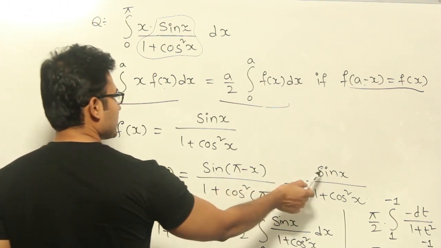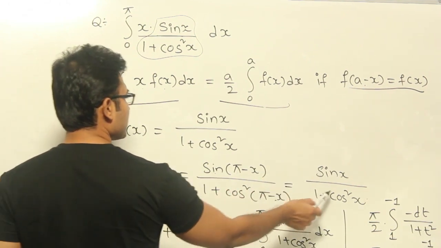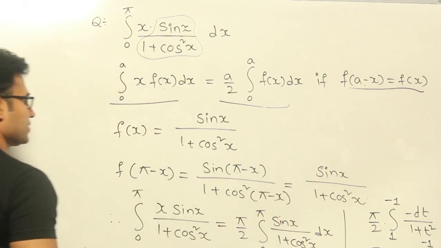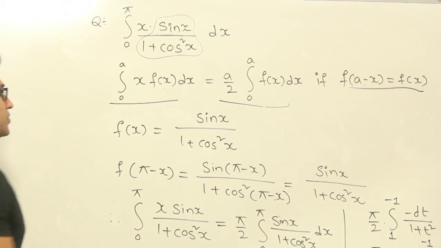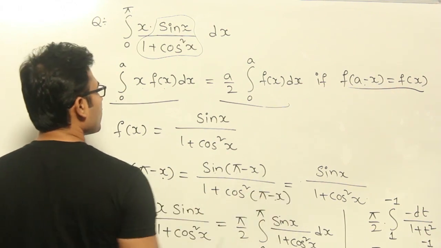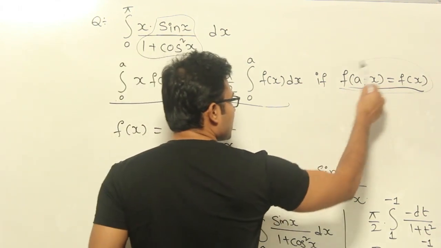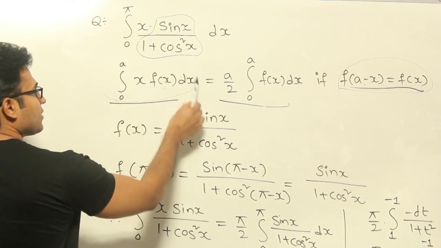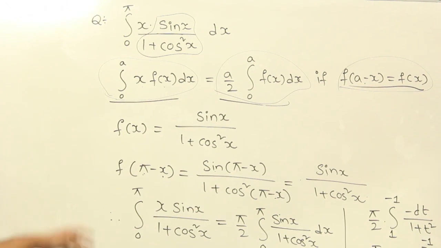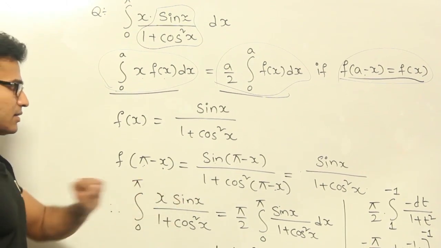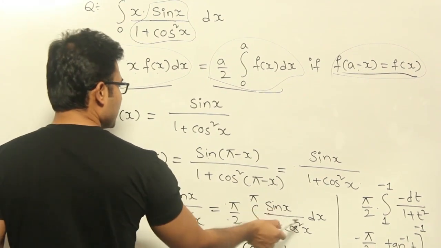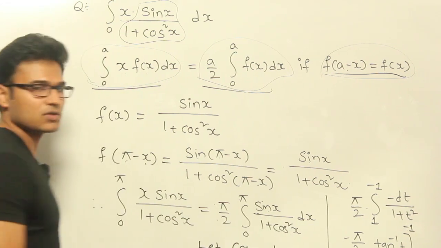Now what is sine pi minus x? It is sine x. And what is cos pi minus x? It is cos x, right? Therefore it is going to be sine x by 1 plus cos square x. Got it? So if you observe it, f of a minus x, which means in this case pi minus x, happened to be f of x, which means this condition got satisfied. Therefore I can write this entire integral simply like this, right? Which means in this case we can write this entire integral as pi by 2 into integral 0 to pi f of x dx. So f of x is nothing but sin x by 1 plus cos square x.